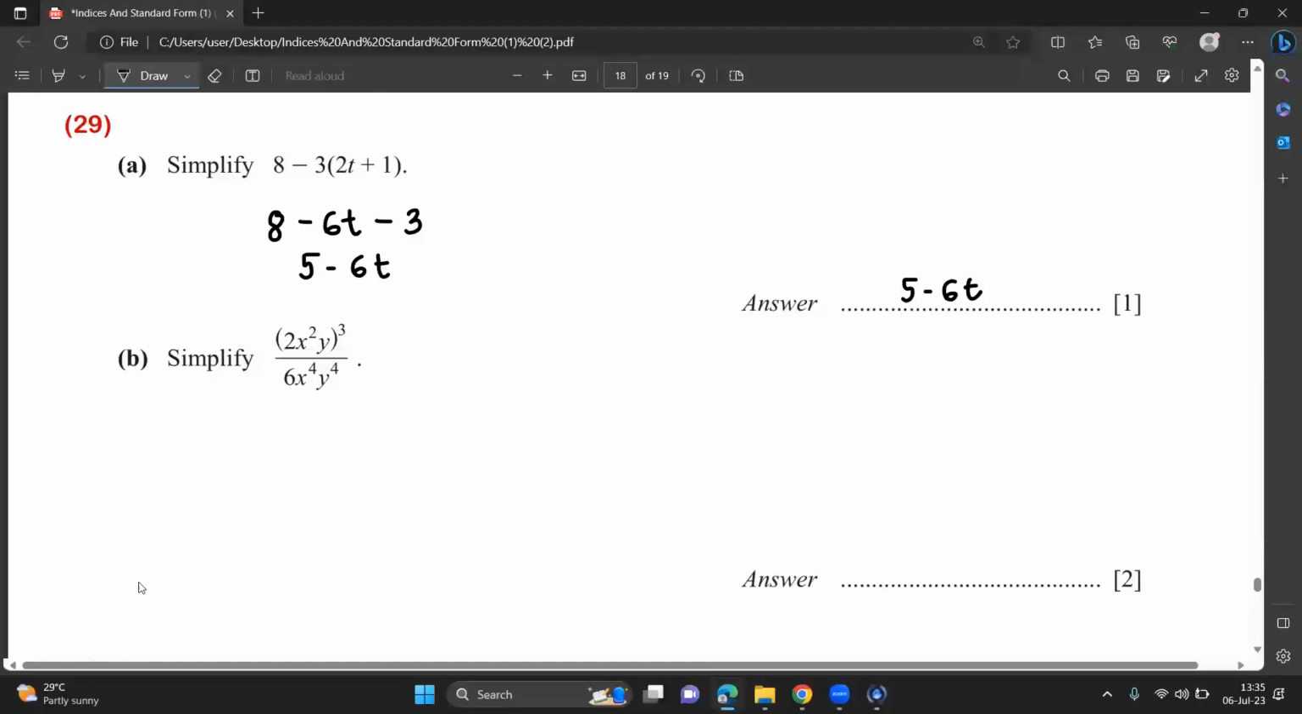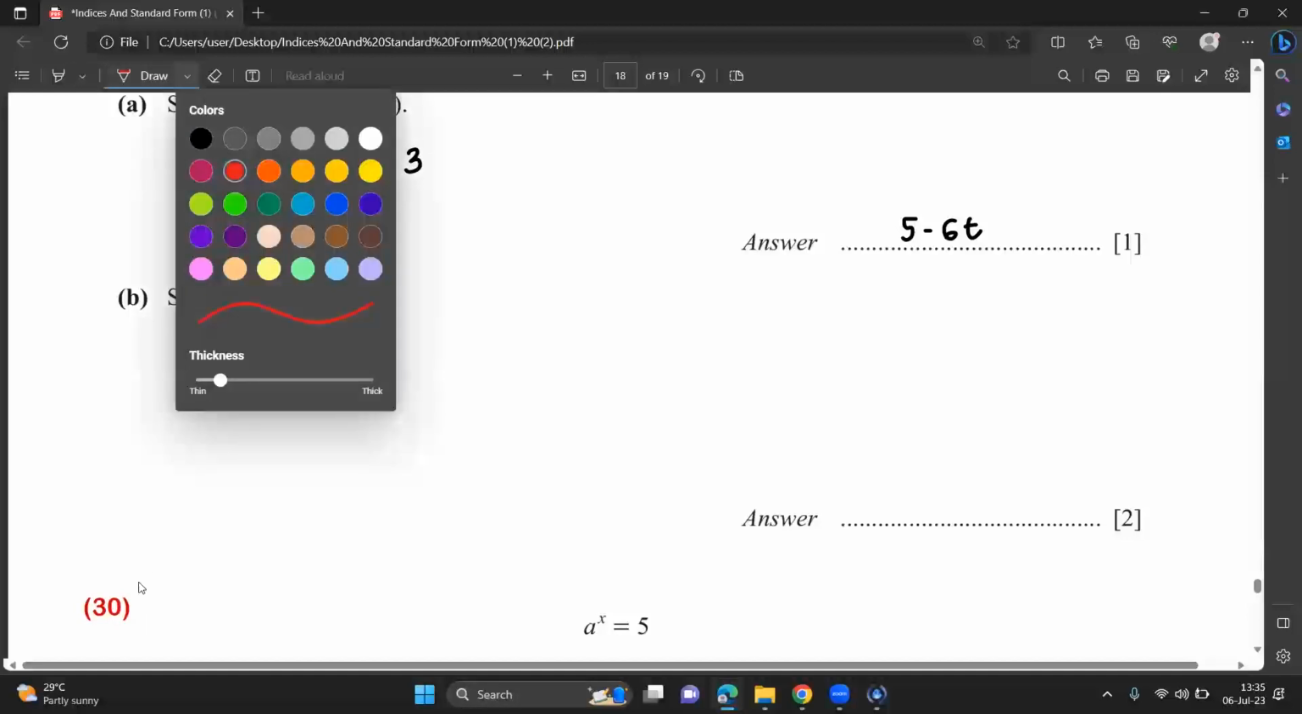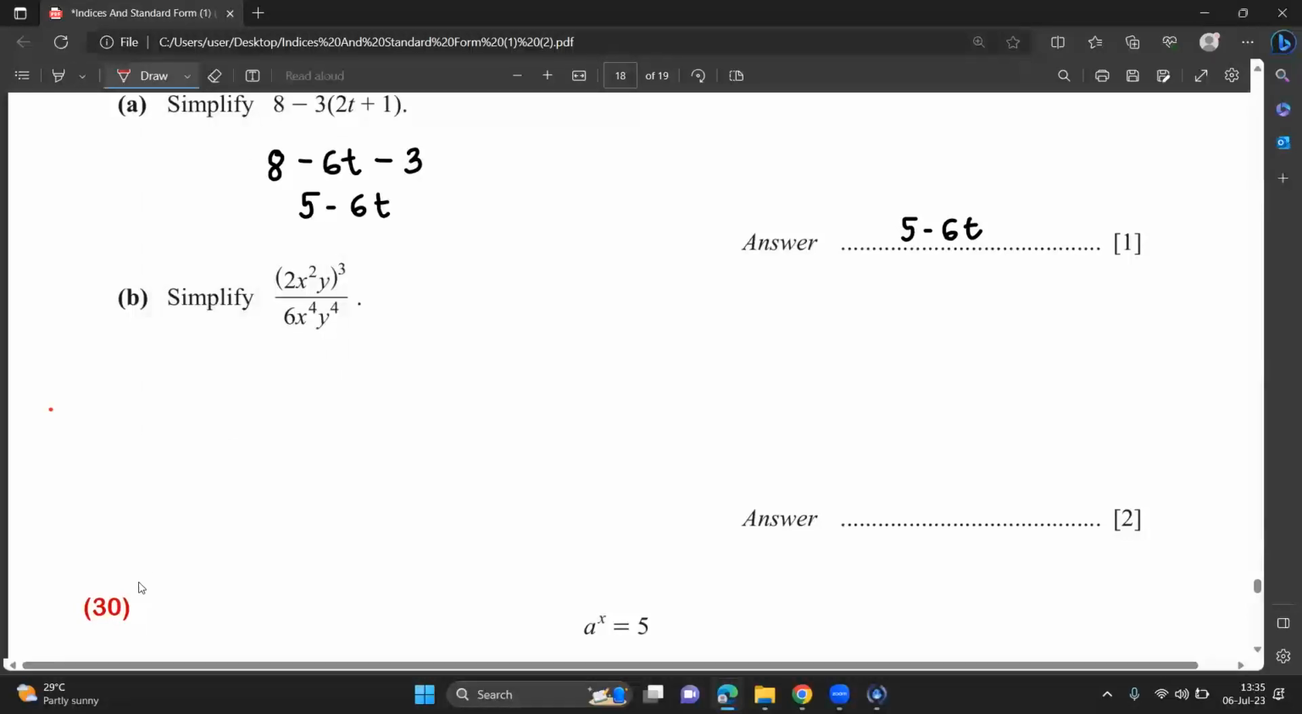Now you have to be very careful with the B part. It's a little different. You know this 3 here belongs to everything within the brackets, right? 2 to the power 3 becomes 8. X squared to the power 3 becomes 6. Y becomes... very good. Divided by 6 x to the power 4 y to the power 4.